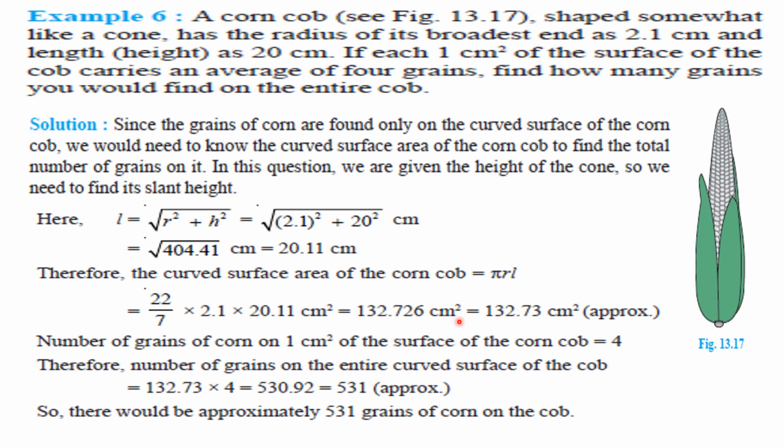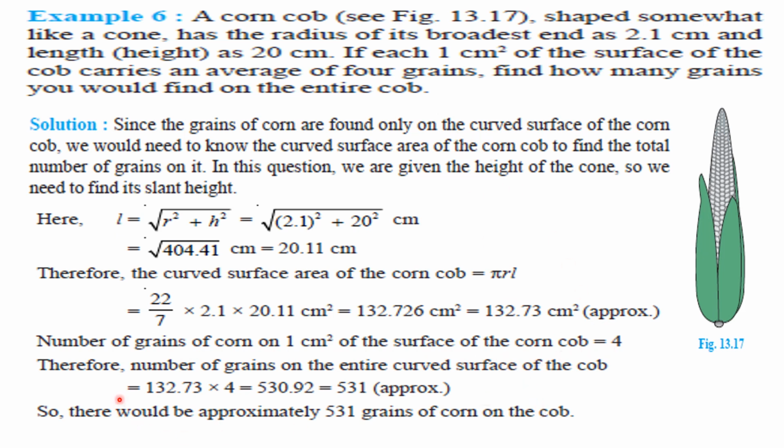Right. Let us write the approximate value of this number. So 132.73 only, because here 6 is there, so we add 1 to the previous digit. So we wrote 132.73 centimeters square approximately. Understood this number, my children? Right. Now come to the number of grains of corn on 1 centimeter square of surface area of the corn cob, which is equal to 4. It is given in the question itself.